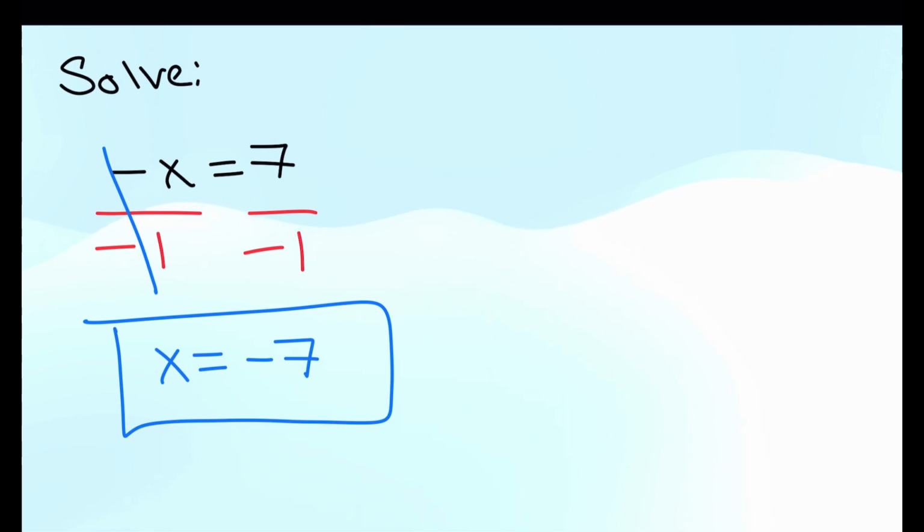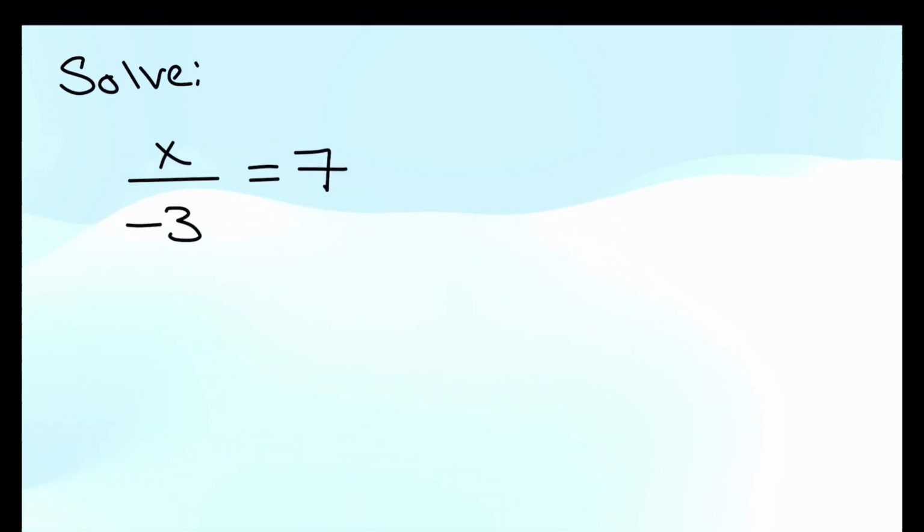Let's do one more. Last example says x divided by negative 3 equals 7. We have the same goal. We want to get that x by itself, so I have to get rid of this negative 3. The x is being divided by negative 3. The opposite of division is multiplication. So this time I'm going to multiply both sides by negative 3.